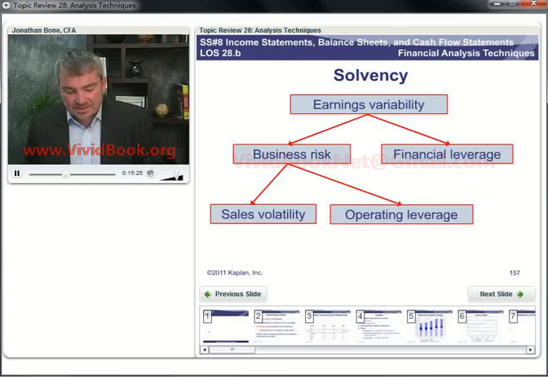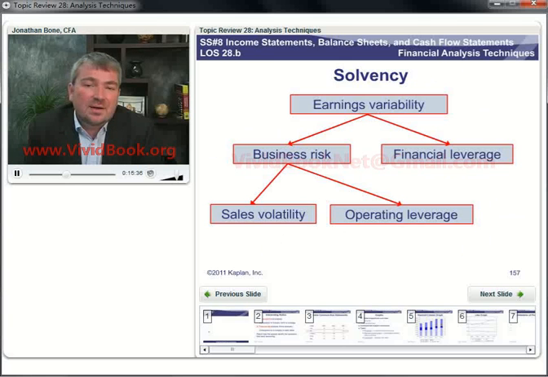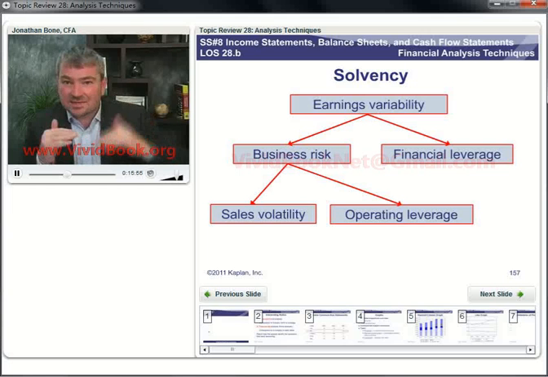Let's turn our attention to our solvency ratios now. And we talk about business risk and financial leverage. Business risk is the variability of your operating profits, and your variability of operating profits come from two sources: the variability in sales, i.e. sales volatility, and operating leverage. Operating leverage is the amount of fixed costs, or the proportion of fixed costs in your EBIT. The more fixed costs you have, the more volatile operating profits will be, because of course as sales fluctuate, fixed costs don't.